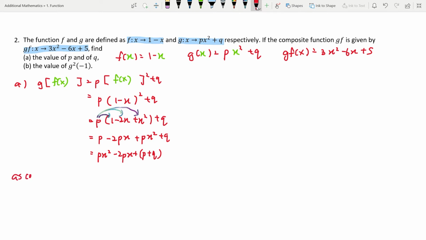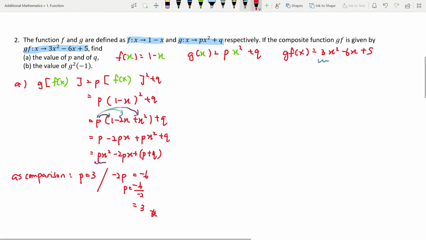As comparison, p is the same as 3. P equal to 3. You can also use the second piece of information if you want. You can take negative 2p is the same as negative 6. P will be negative 6 divided by negative 2, which is 3 as well.